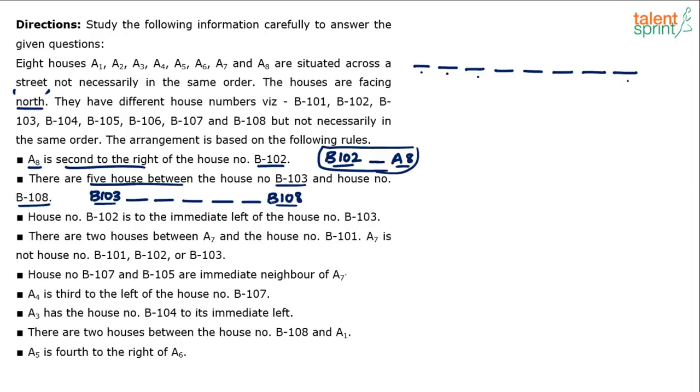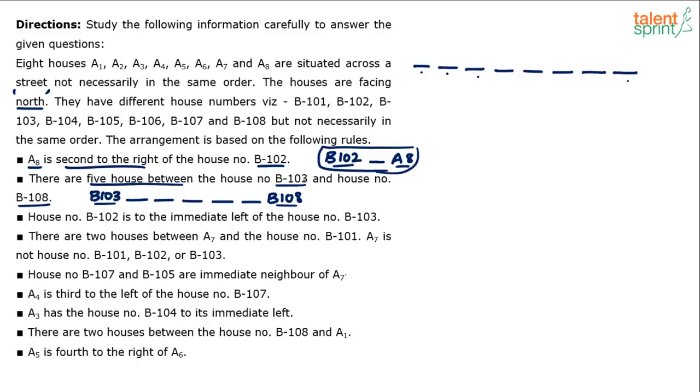I have already got 7 positions. 1, 2, 3, 4, 5, 6, 7. Only the 8th position is left out. Now, either that 8th position will come on the right of B108 or it will come on the left of B103. But the 7 positions are fixed. 1, 2, 3, 4, 5, 6, 7. Of course, 5 of these are still vacant.